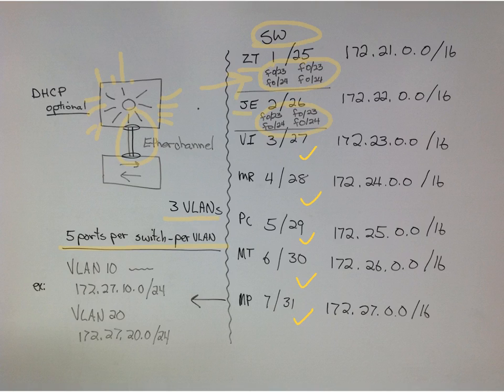Okay? This is an example of the IP address, and you can address it whatever way you want. For example, Zach has this address, John has this address, Van, Michael, Paul, Mariah, and Megan. And so then you can set up your VLANs however you want to address those.